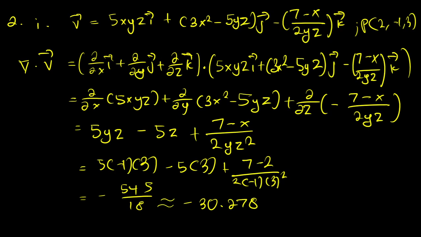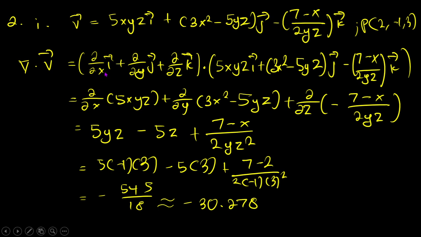The second question is about finding the divergence of a given vector function. Here we are given a vector function and a point (2, -1, 3). For the divergence of a vector function, we need to find the dot product of the del operator with the vector function, which has been shown here. We just need to multiply each component with its matching one.